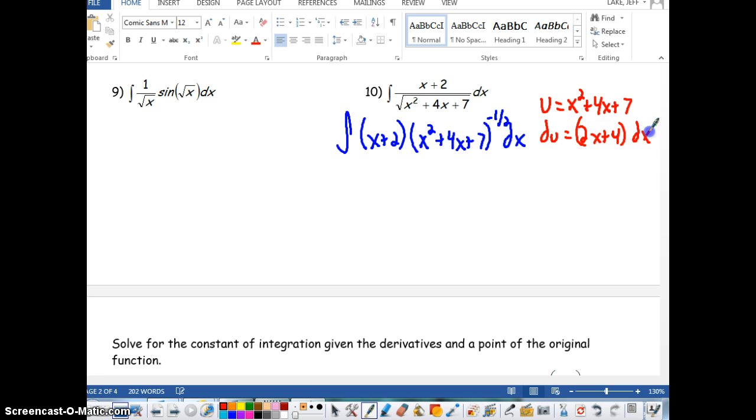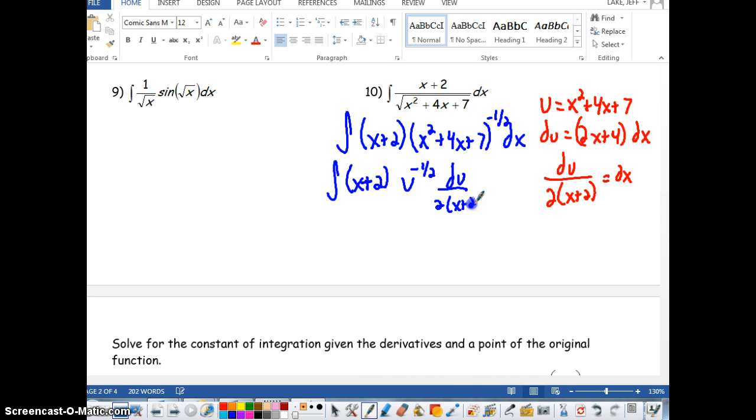Okay, so when I replace this now, this is going to be du over, I'm actually going to factor out a 2 here. Just looking ahead, I need an x plus 2. So this is 2 times x plus 2 over here is equal to that dx. So now when I replace it, it's really simple to see that, hey, that x plus 2 that I need to get rid of is going to cancel out. So this is u to the negative 1/2 du over the 2 times that x plus 2.